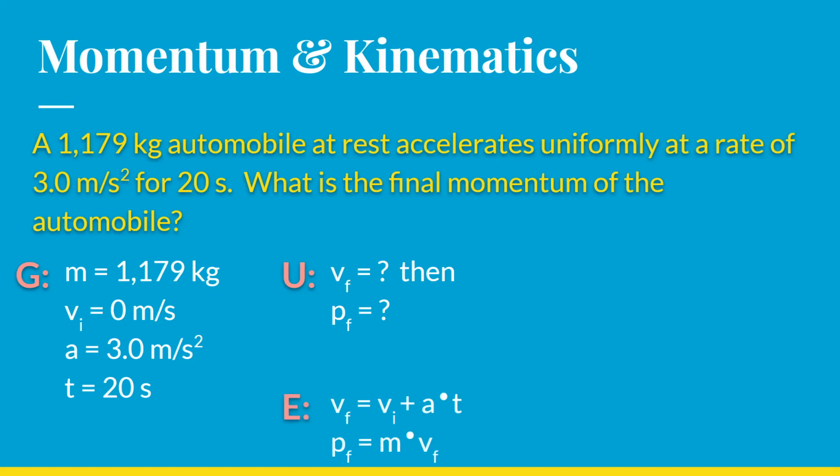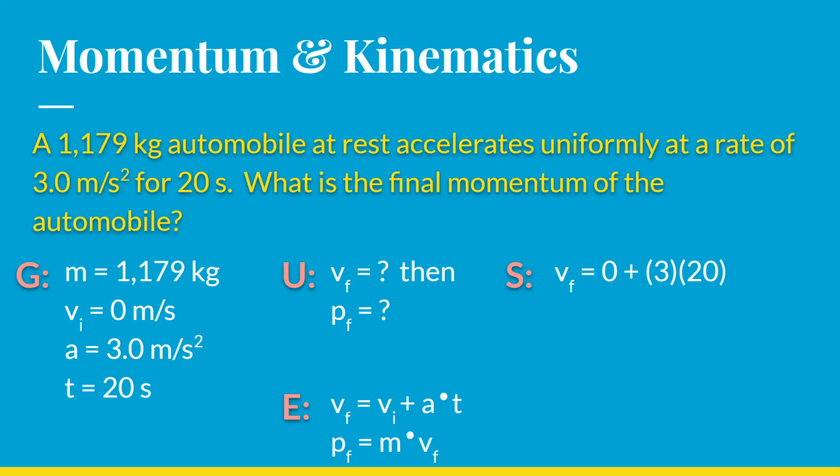So we're going to use a kinematic equation, this one right here: VF equals VI plus A times T. You should recognize that one. We've used it a lot. And then once we find that final velocity, we can use it to find our final momentum. So it's going to take us 2 steps to solve this one. We're going to have to use kinematics to get VF, and then plug into our momentum equation. So let's start with that kinematic equation calculation.